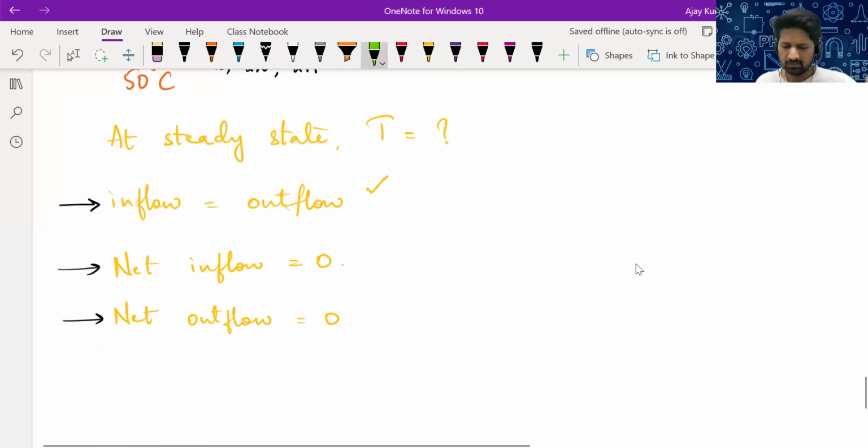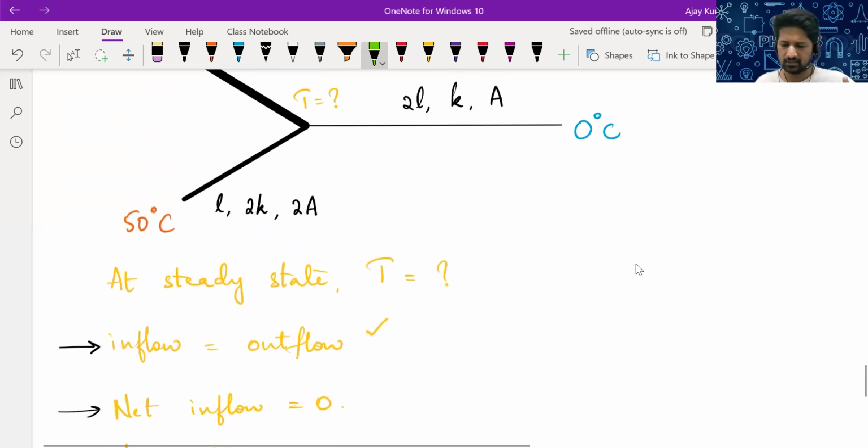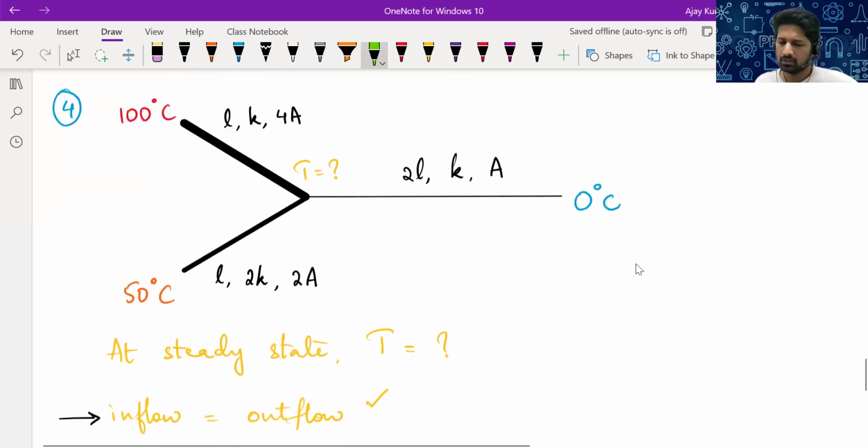Now I'll solve it in two of these methods. One method, I'll write inflow is equal to outflow, but I'll have to make an assumption here. In the third rod, that 50-degree rod, we don't know whether inflow is going to happen or outflow is going to happen. So I will assume inflow happens. So let's say there is inflow in these two and there is outflow here. Now how do we write the equation? Total inflow should be equal to total outflow.